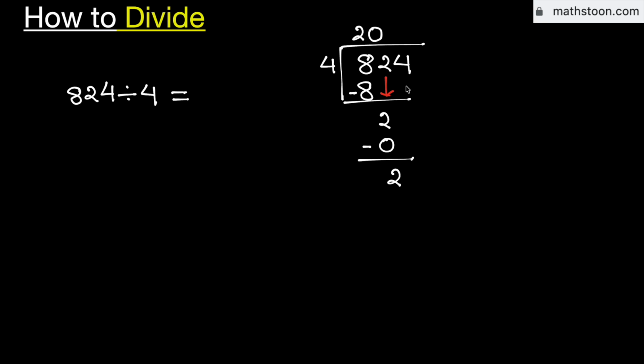Now in this case, we will bring down this adjacent 4 here because 2 is less than 4. And we know that 4 times 6 is equal to 24. Subtract, we get 0. As we get the number 0 and we have no number to bring down here, so we will stop. Therefore, 824 divided by 4 is equal to this number 206, and this is our final answer.